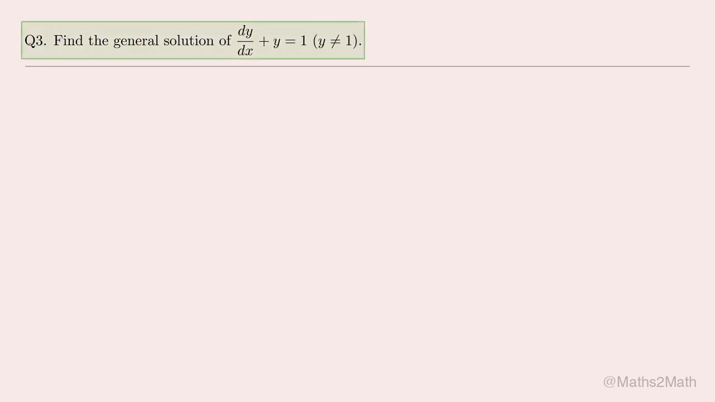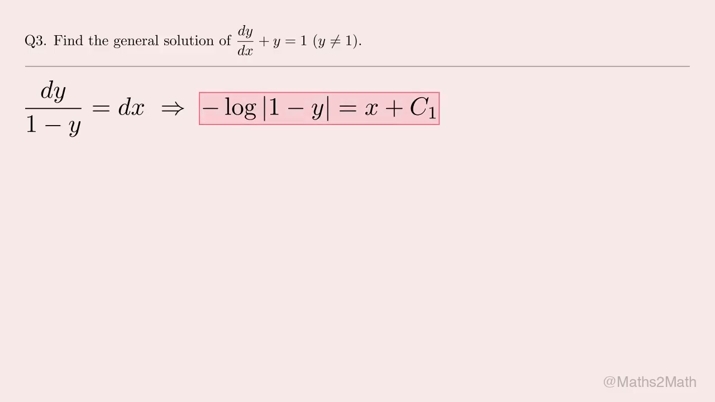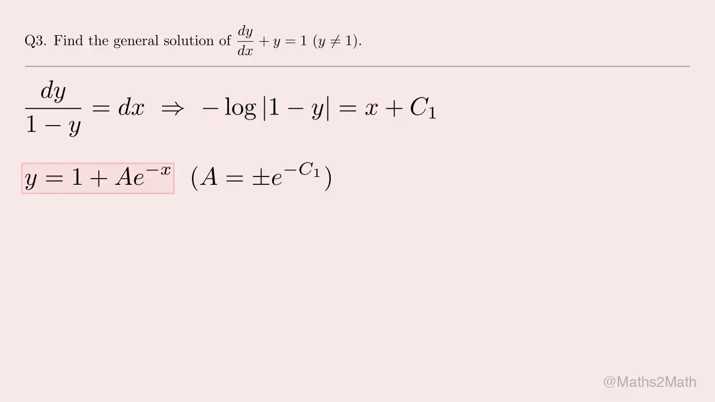Question 3. Move y across and separate. A log of 1 minus y appears. Separate, dy over 1 minus y equals dx. Exponentiate. 1 minus y is a constant times e to the minus x.